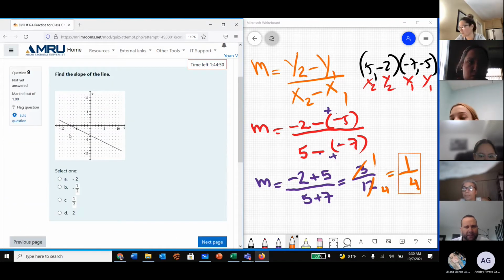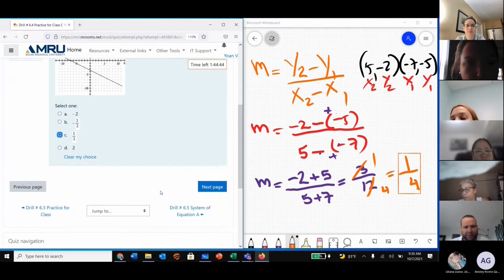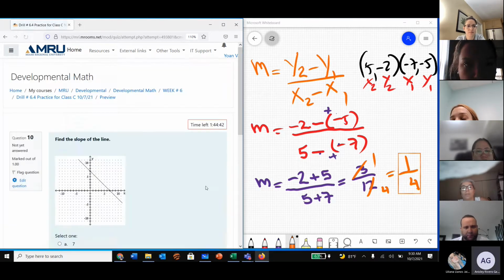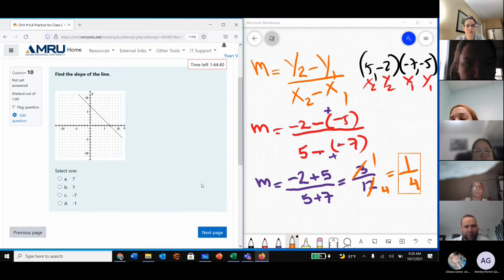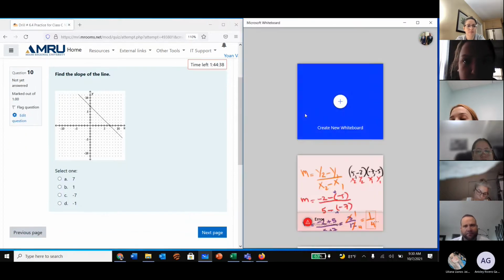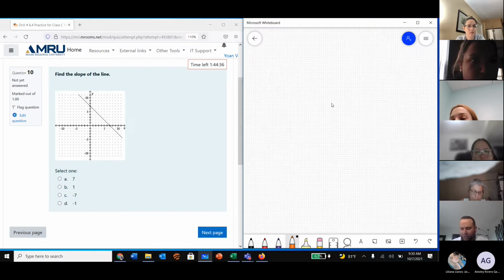Okay, in this question, the slope is 1/2. Let's skip this question. Okay, go ahead. This question, number 10. Let me know if you have a question or a problem related to this one. Remember, we go down here, 7.